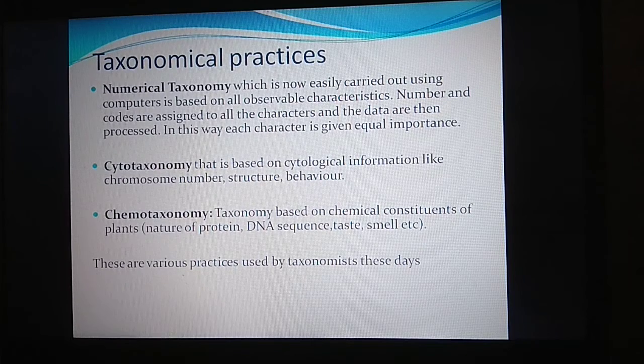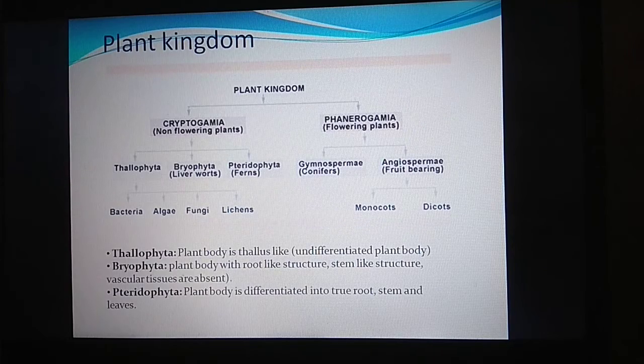Okay, then we have the third, the chemotaxonomy. In the chemotaxonomy, it is based on the chemical constituents of the plants, such as nature of protein, DNA sequence, taste, smell, etc. Okay, so these are various practices that are used by taxonomists nowadays.